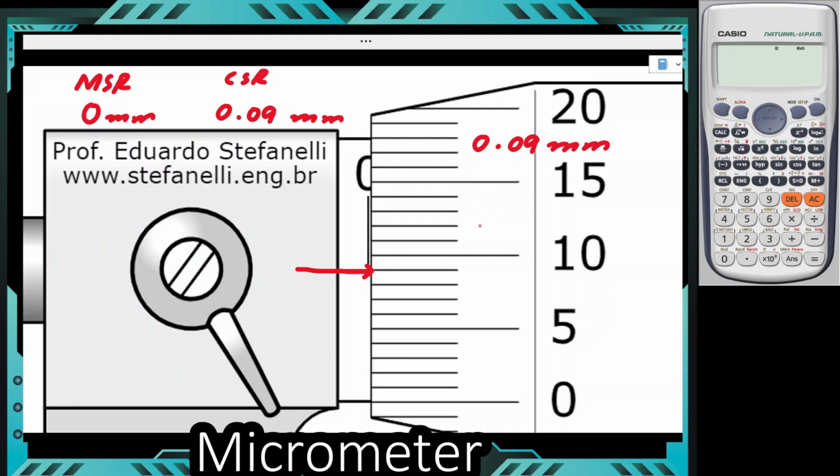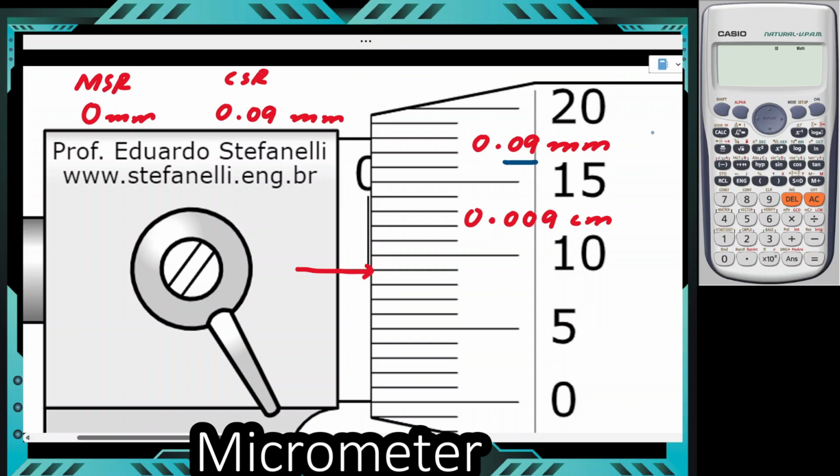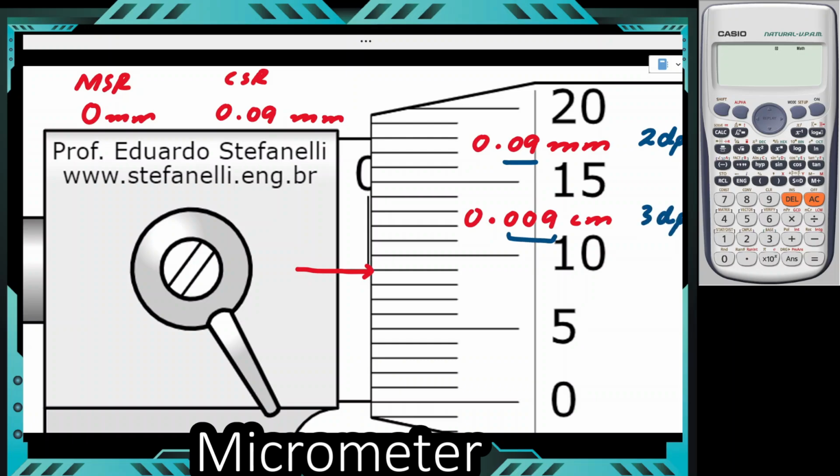millimeters, or if all the options are in centimeters, then 0.009 centimeter. Make sure whenever you write the final answer for the micrometer, you should have two decimal places for millimeters, and you should have three decimal places for centimeters, because we have to correspond to the precision of the instrument. And I told you in the first lesson that whenever we take a reading through the instrument, we don't care about the significant figures, rather we care about the decimal places.